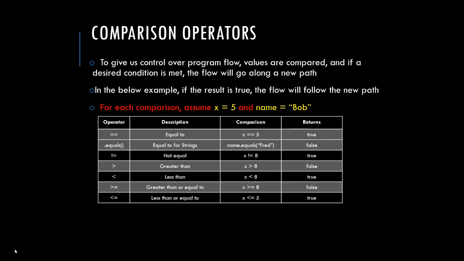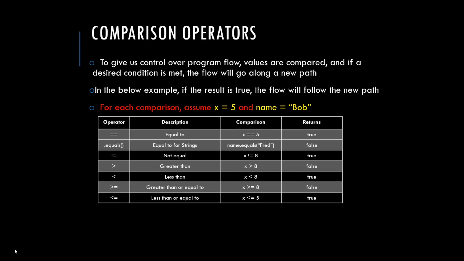If we're using strings, then we want to use dot equals. For a string like name, we would do name dot equals, and then we would put the string that we're comparing it to inside the brackets and inside the quotes. So, is name equal to Fred? In this case, false, so it would return the value of false. When you have an exclamation mark and an equal sign, that means not equal. Our comparison here would be x not equal to 8, and that's true because it's equal to 5.